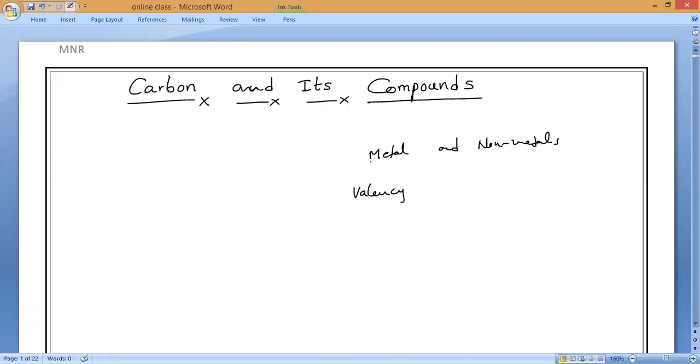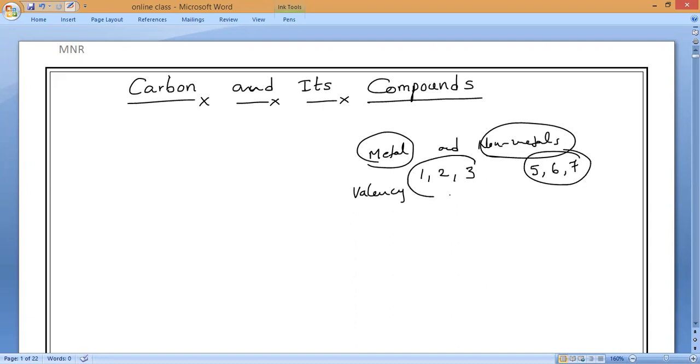If you take the metals, observe that their valency varies from 1, 2, or 3. And for non-metals, the valency varies from 5, 6, and 7. Those are reactive, and form compounds. But coming to non-metals, one more valency will come. What is that, guys? That is only 4, if you notice it.